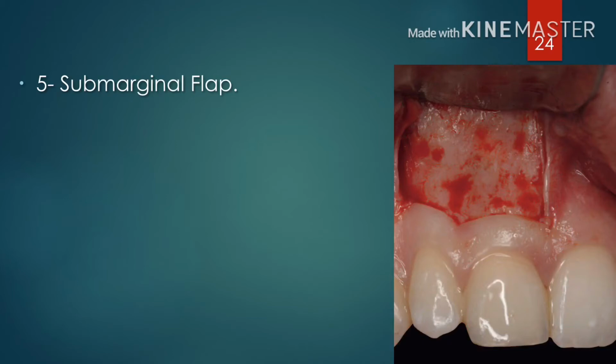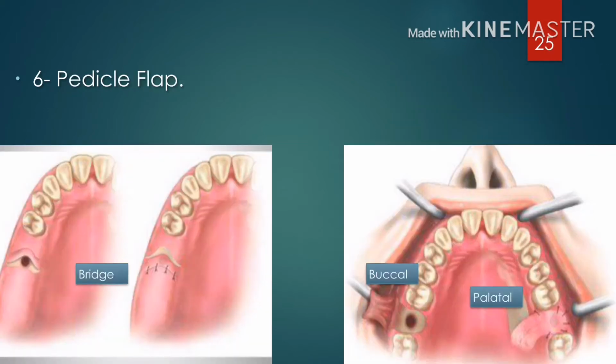The submarginal flap is the same as the semilunar flap, but with a different design. As we can see, the flap is scalloped in shape to mimic the gingival margin. This will lead to better visualization and easier suturing. The pedicle flap is mainly used to close the oro-antral communication. In this type, we take the flap from the adjacent tissue, either buccally or palatally, or the bridge type, where we take the flap from the same ridge in case the patient has an edentulous space.